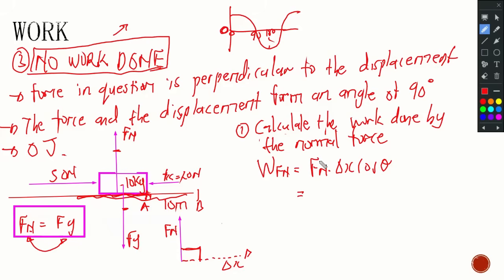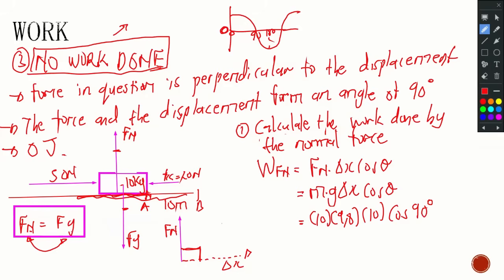And then that means we can replace the Fn now by m times g, which is going to be delta x and then cos theta, right? So again, the same calculation this time around. So 10 multiplied by 9.8 multiplied by 10, then cos 90 degrees. Why? Because the force and the displacement are perpendicular to each other. And then this will give us what? 0 joules. Okay, so basically that's what we have there. Okay, so now we have covered those three cases, right, of the work done.